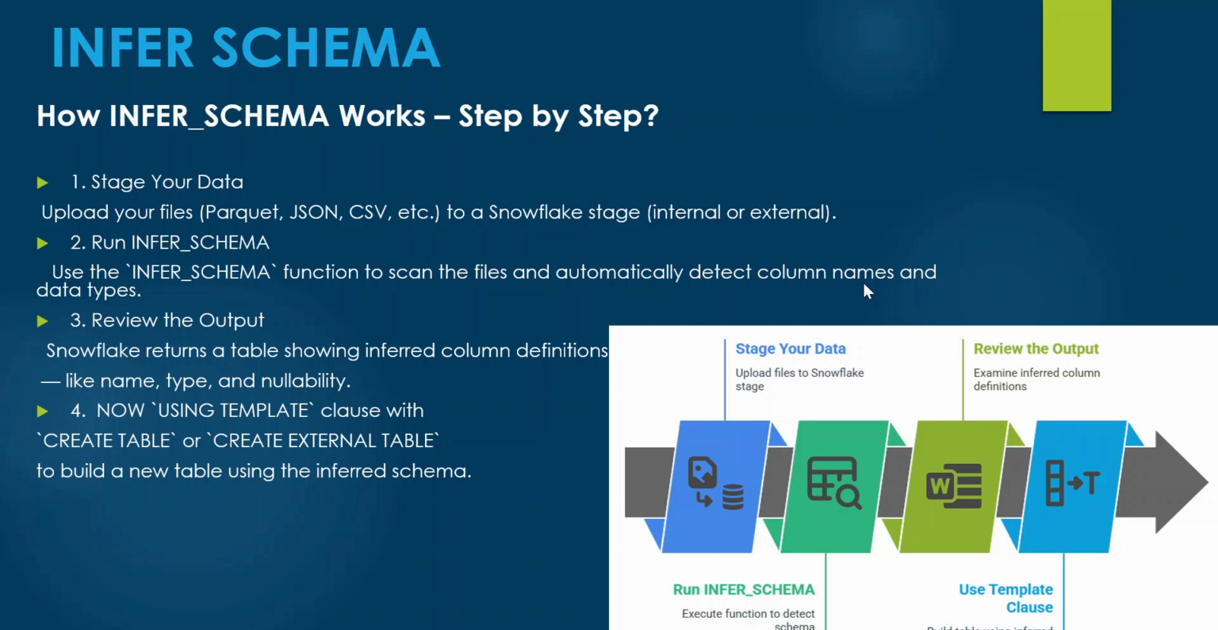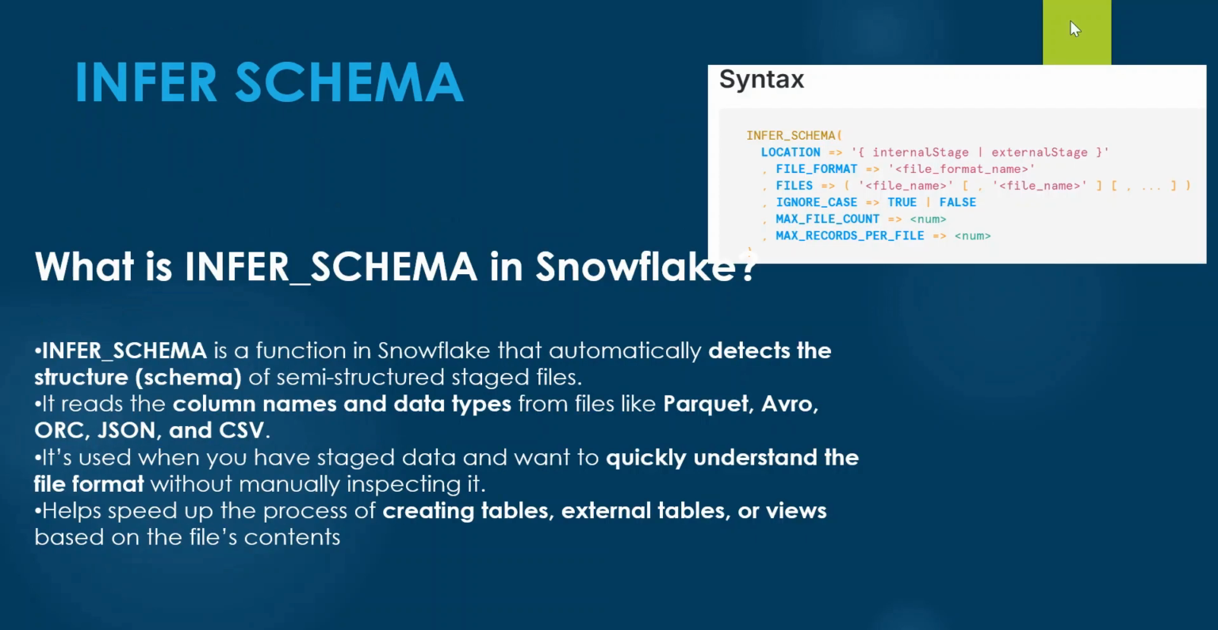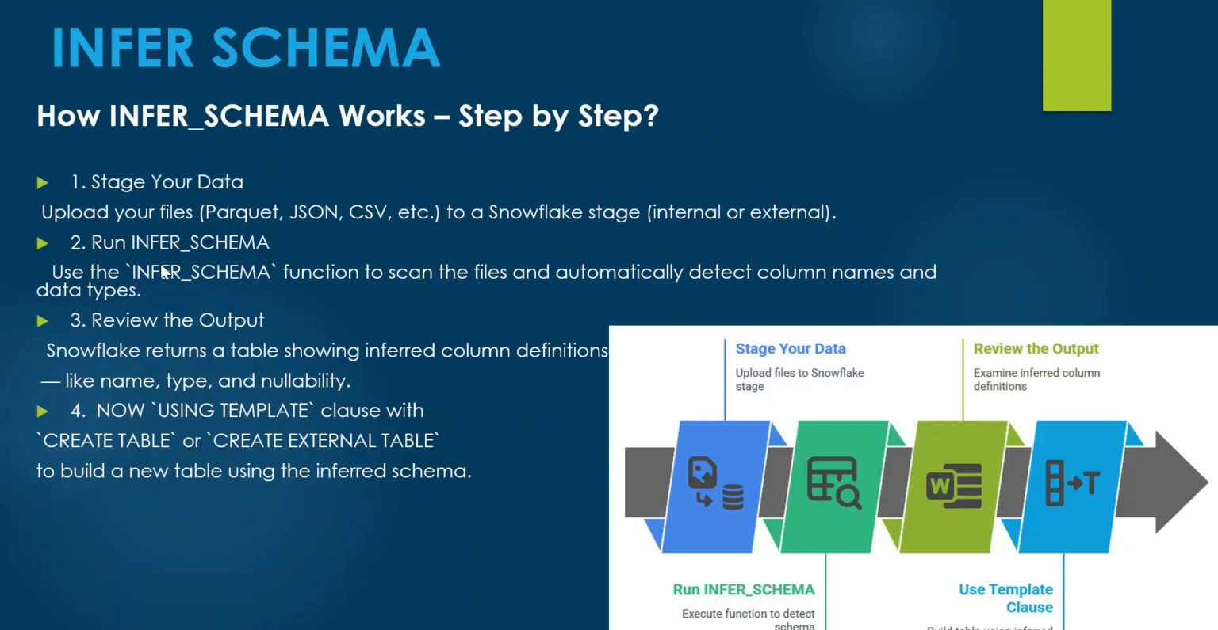Next, we will be running the infer schema function with this syntax. That means it is going to check how many columns we have. We are going to provide exactly the stage location, the file format, files, and everything. Then we're going to run this, and it's going to give us the output. We're going to review it: the name, data type, and how many null columns are there. Everything is going to be given to us.